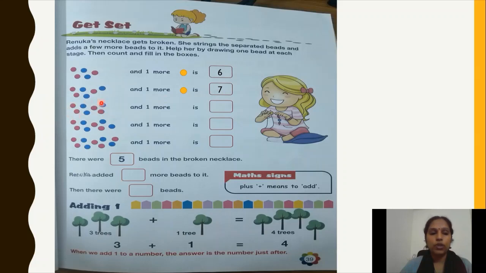Now count and tell me how many beads are in the next row. Yes, she has 7 beads. And she is adding one more bead. So we are going to draw one more bead. So 7 plus 1 gives you what? 8.